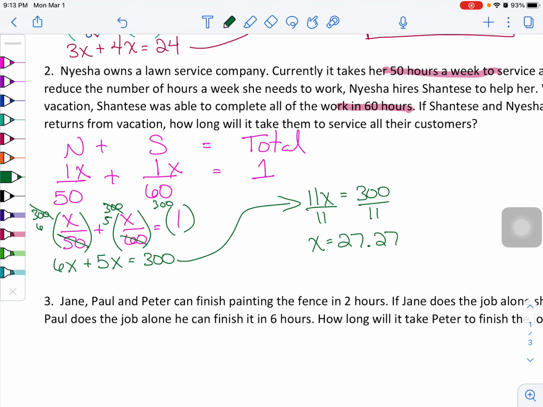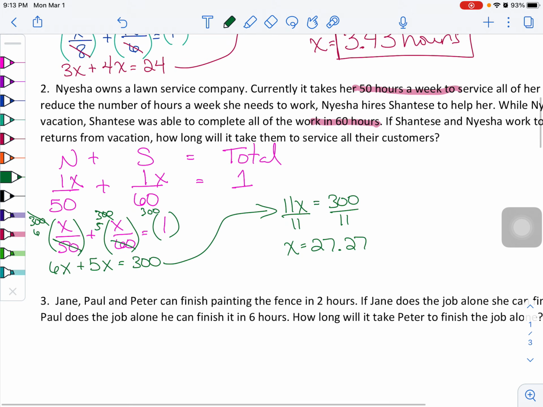27.27. For these problems, because I'm talking about time, I generally am okay with the decimals for time. In the directions, I will tell you rounded to 2 decimal places, or 3 if I'm preferring that. So 27.27, this is hours.